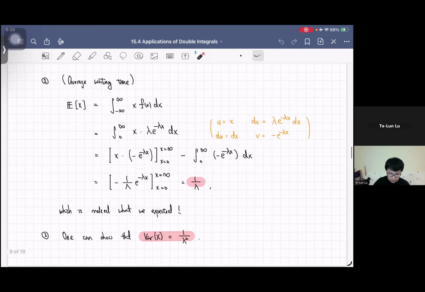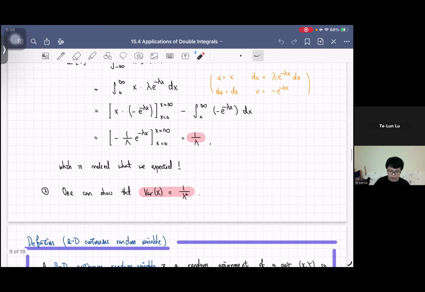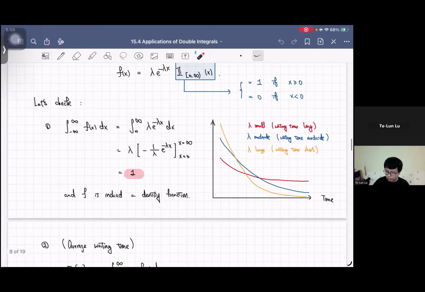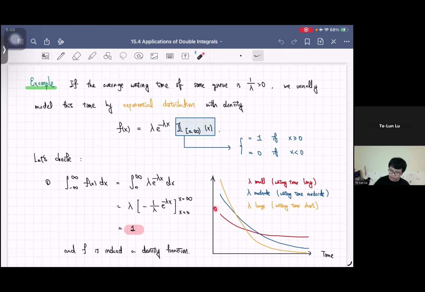And I encourage you to try to evaluate the variance. It is very simple, simple 1D calculus, and you should get 1 over lambda squared. So whenever you have a longer waiting time, the variance will also be larger. See that, for example, in this case, this represents small lambda, so a longer waiting time, right? You can also see that it is spread widely in comparison to the blue and the yellow line, so the variance is also large.